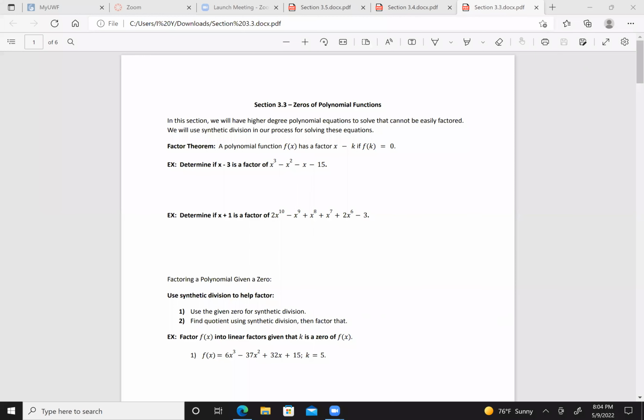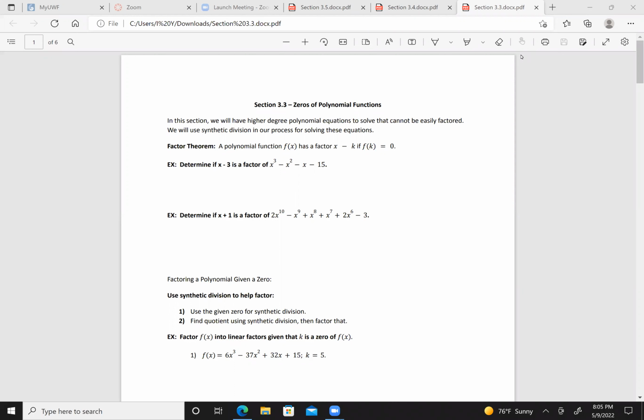At section 3.3, zeros of a polynomial function. This section will have higher degree polynomial equations to solve that cannot be easily factored. We will use synthetic division in our process for solving these equations. So first we have the factor theorem. A polynomial function f of x has a factor x minus k if f of k is equal to 0.